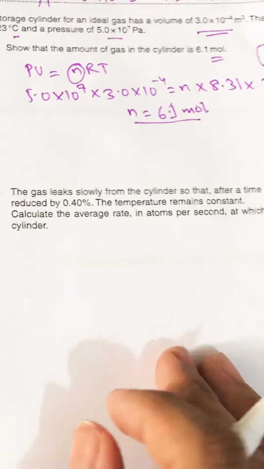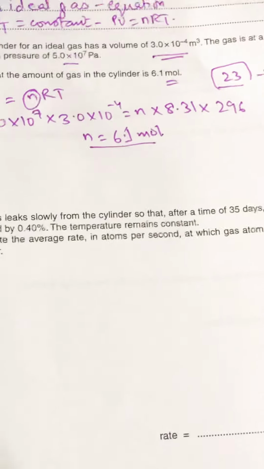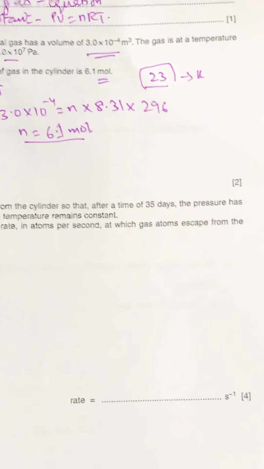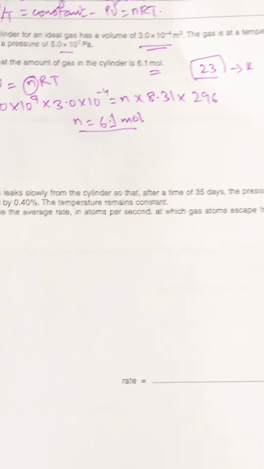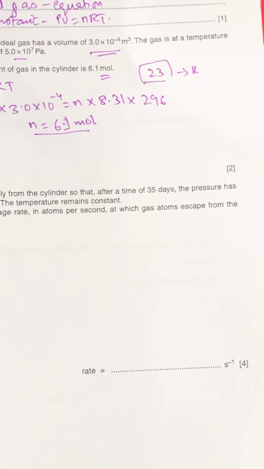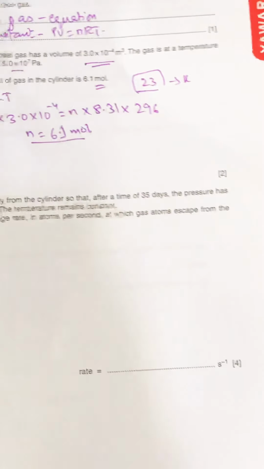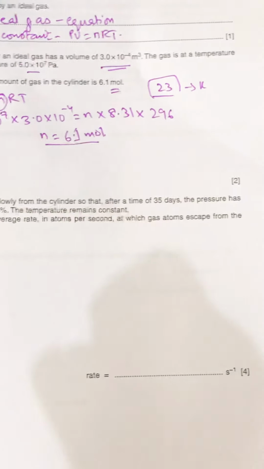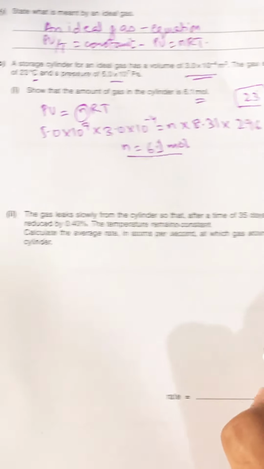Now looking at the second part, the gas leakage. The gas leaks slowly from the cylinder, so that after a time of 35 days, the pressure has reduced by 0.4%. Calculate the average rate in atoms per second at which the gas atoms escape from the cylinder. Since it's a rate question and a 4-mark question, it means it's difficult to answer. You have to think a lot about it.